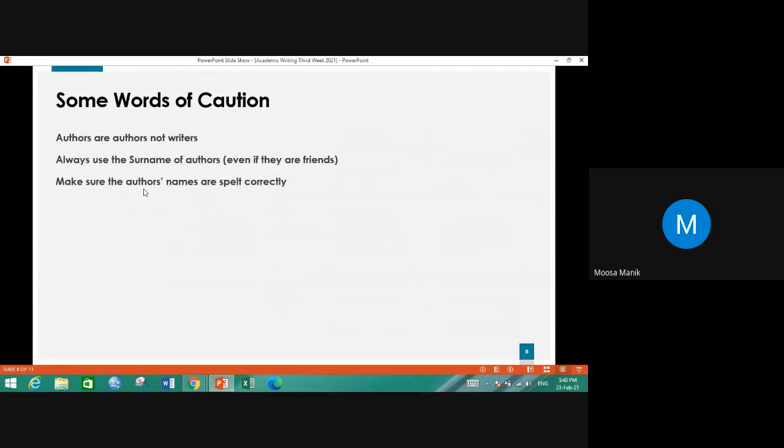Make sure that the authors' names are spelled correctly. It is possible, especially when you have authors whose names appear foreign, like French or maybe Italian, or maybe some other letters that we don't recognize sometimes. Make sure that you take great care in trying to understand what they really are, so that you don't get into any difficulties of misspelling their names. Okay.